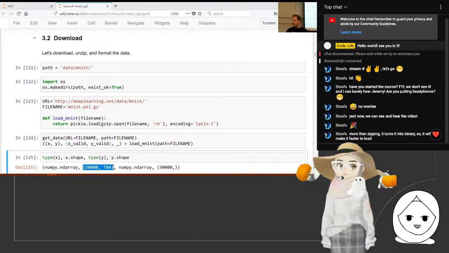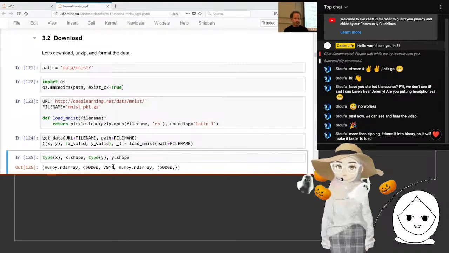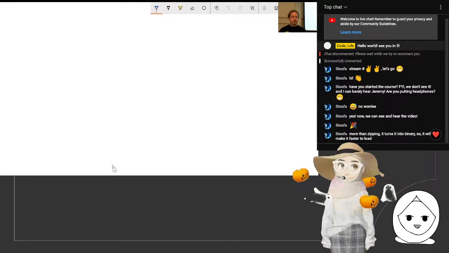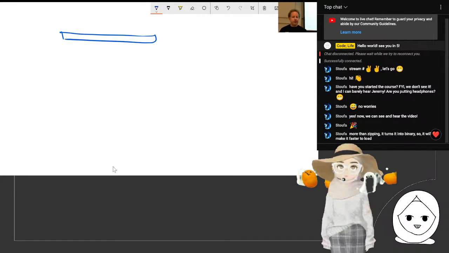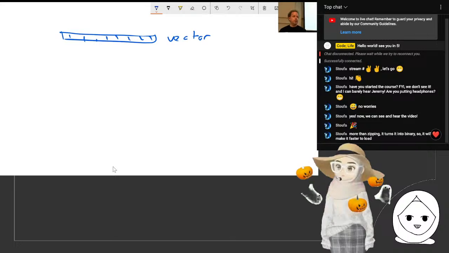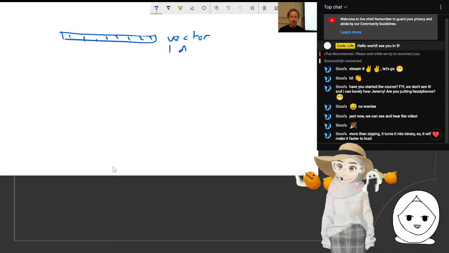So just to remind us of the jargon here, this in math we would call a vector, right? In computer science we would call it a 1D array.